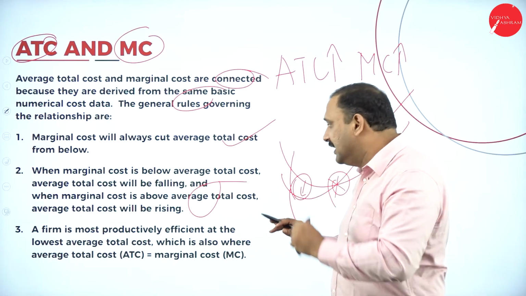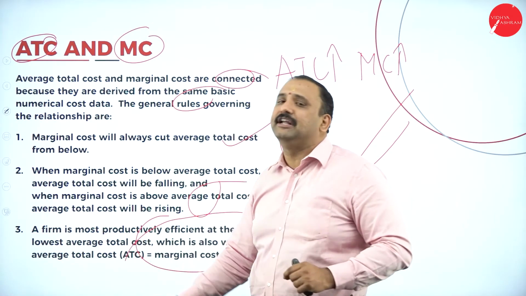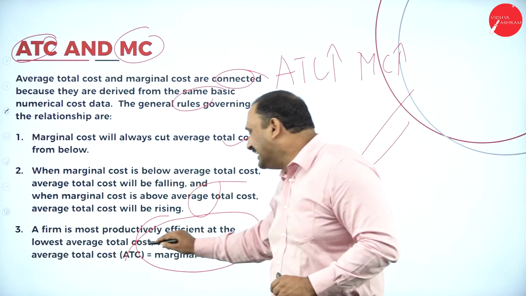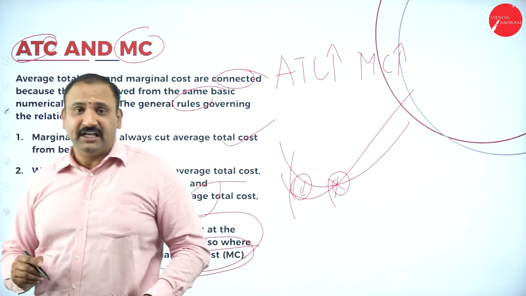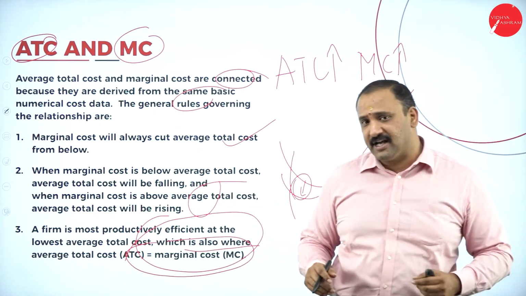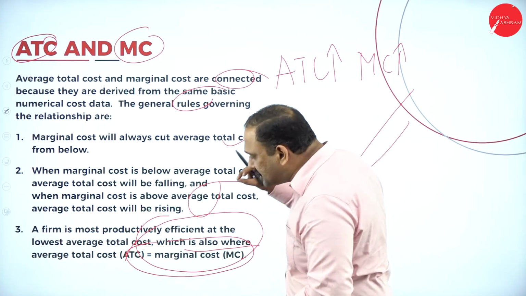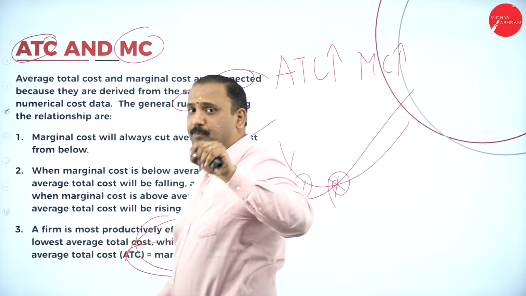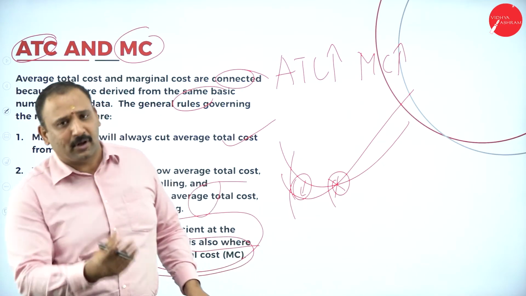Now, a firm is most productively efficient at the lowest average total cost, which is also where the ATC is equal to marginal cost. So if you can equate your average total cost to your marginal cost, that means you have done a fantastic job of bringing your productivity to the lowest level in terms of cost, because beyond which, even if you put a 1 rupee margin and sell it in the market, that's going to be pure profit for you.